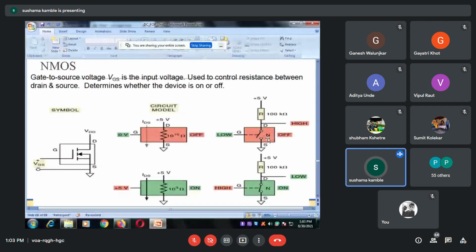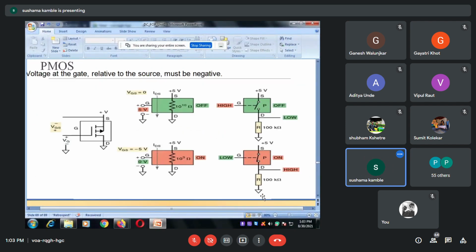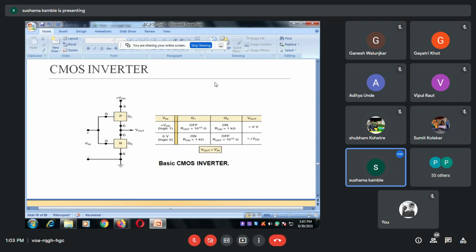On हो रहा है, off हो रहा है. Off पे ऐसे रहता है, on पे this switch will be closed. Nothing is there. Okay. Yeah, this is a statement that voltage at the gate related to the source must be negative in PMOS case. We have seen now the CMOS inverter. Just we have discussed it now.